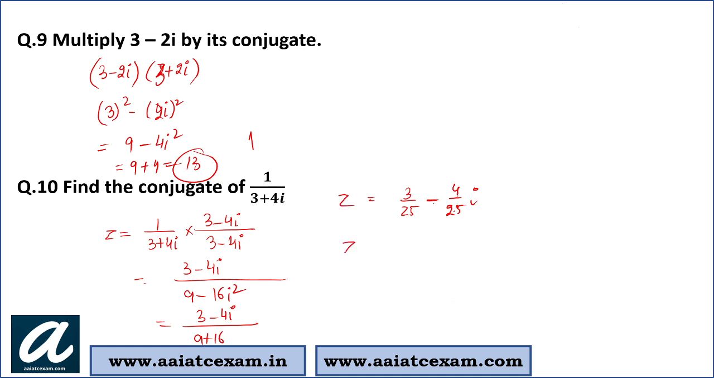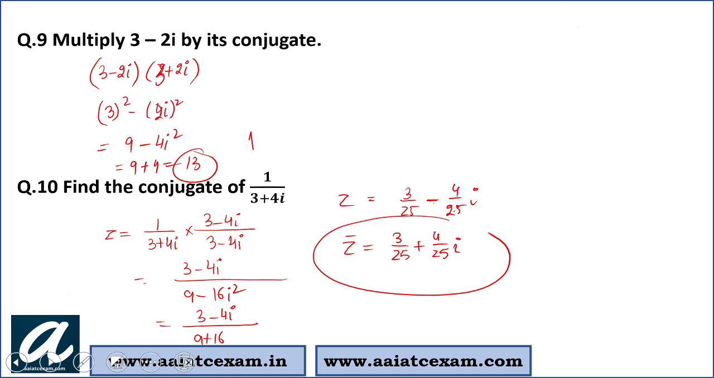Students, let me convert this question in the standard variable form, that is 3 by 25 plus 4 by 25 iota. So that's your answer. 3 by 25 plus 4 by 25 iota. That's your answer. I hope it's clear.